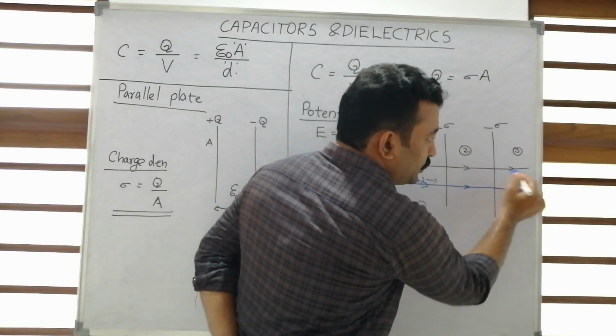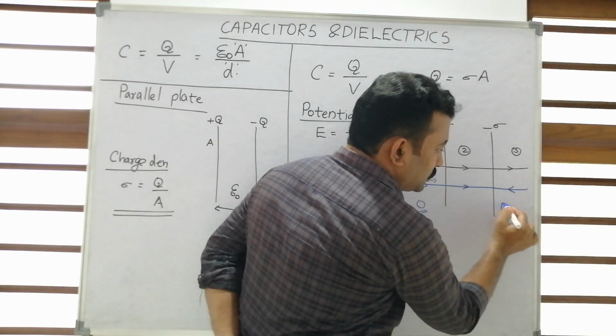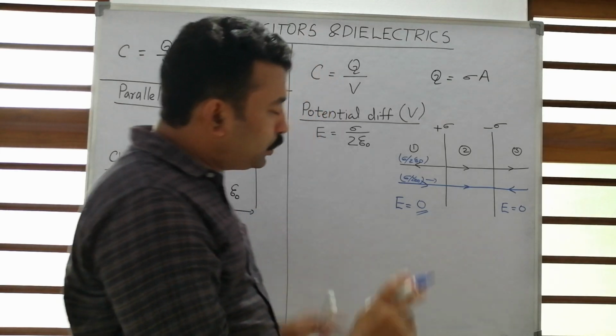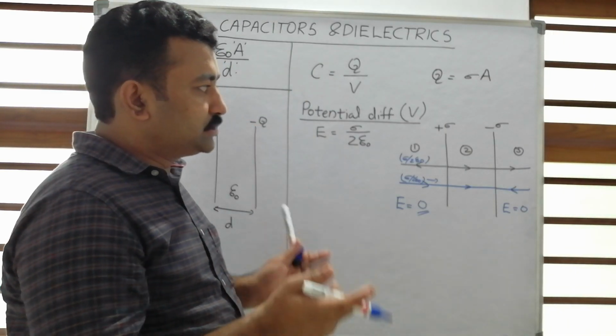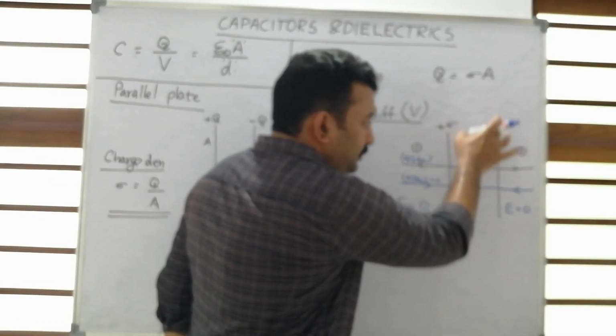This is also one towards the right and one towards the left. That is also equal to 0. So outside the parallel plates, the electric field is 0. What about in between the plates?